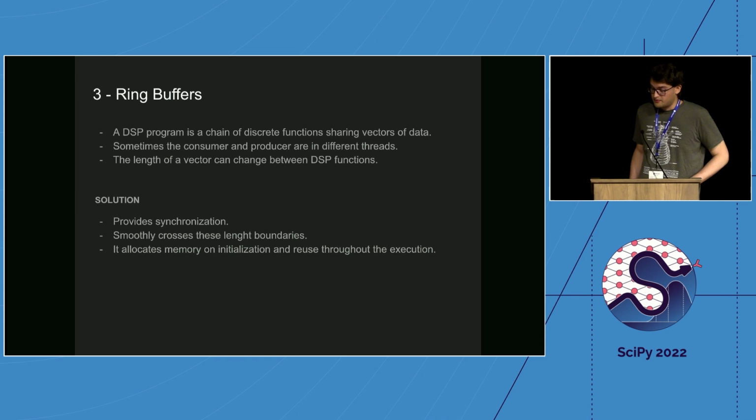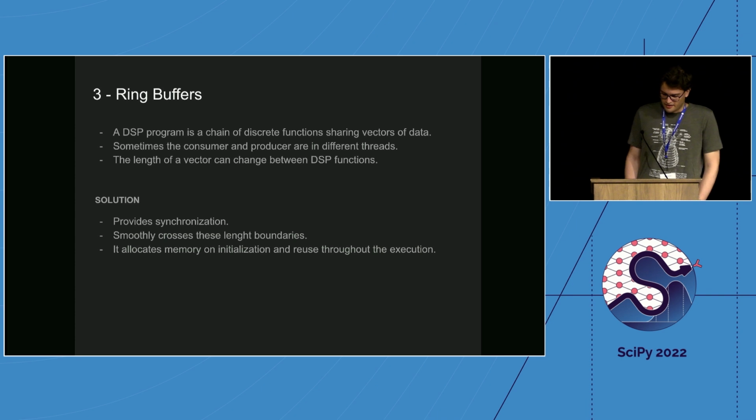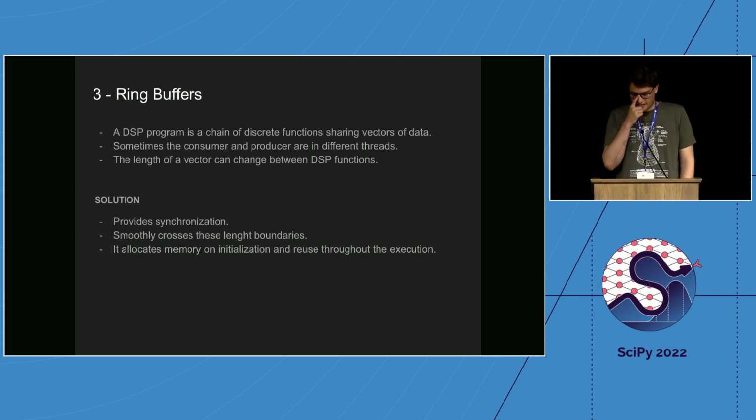So also I want to talk about ring buffers. That is a nice thing that is used in other projects. A DSP program is a chain of discrete functions sharing a common vector. So input, process, and you have an output. The input and the output are different vectors, and sometimes these vectors have different lengths, and you need to synchronize both of them. So that's why ring buffers are important here.